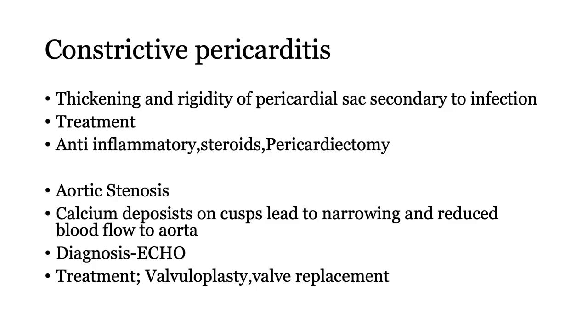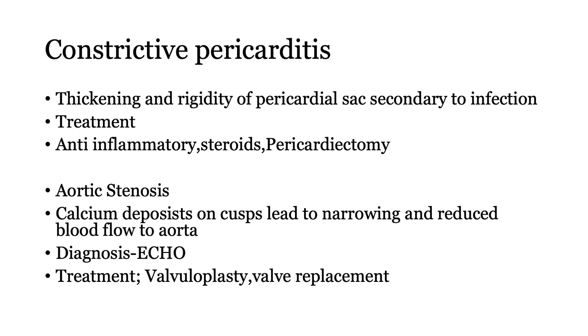So constrictive pericarditis is another cause of obstructive shock. In constrictive pericarditis, we have thickening and rigidity of the pericardial sac, and it's usually secondary to infection. So the treatment of it will be giving anti-inflammatories, steroid, and pericardiectomy. We remove the pericardial sac.